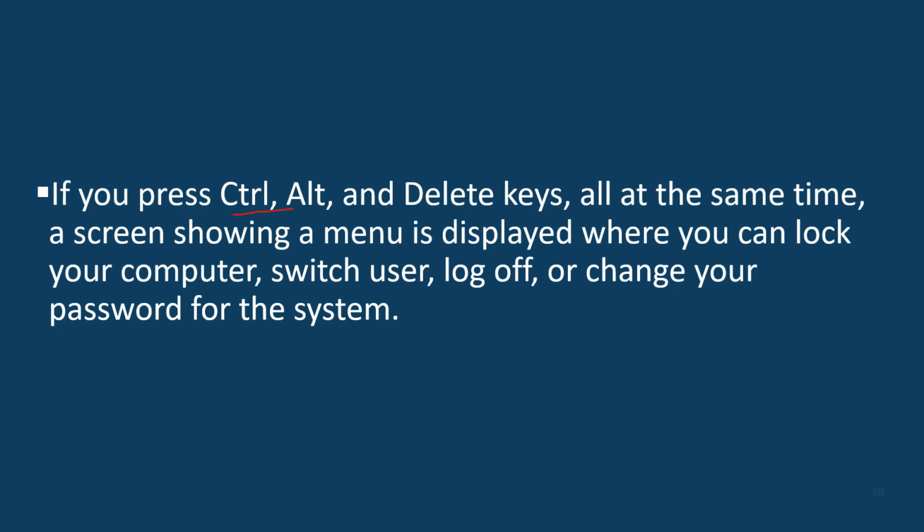If you press the Ctrl, Alt and Delete keys at the same time, you have to press three keys, that is the Ctrl key, Alt key and Delete key on your computer keyboard. See what happens. A screen showing a menu is displayed where you can lock your computer, switch user, log off or change your password for the system. These options will be available when you press these three keys together. So if you want to lock, you can click lock or switch user, log off. Whatever option you want, you can choose it.